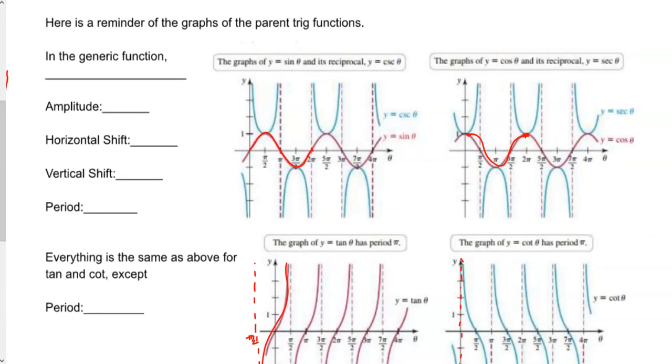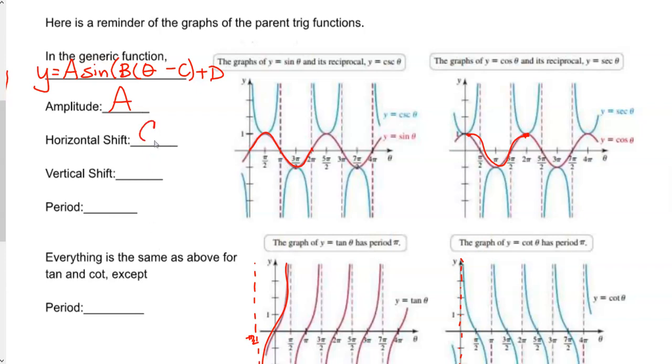Now, for a general trig function, we're going to say y equals a, and I'm going to use sine, but you can use any of the others, b times theta minus c, plus d. The amplitude is how high or low my graph goes, and that is represented by the number out front. If it's 3, that means it's going to go up to 3, back down to 0, down to -3, and back to 0 without any other shifting.